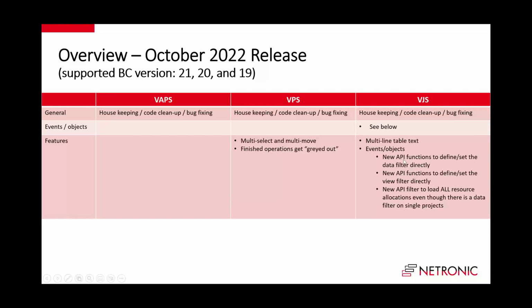And then the interesting thing is we also enhanced the API in a way that you not only can say, I want to load just these jobs into the VJS, but you can say, I want to load these jobs, but nevertheless I want to see all resource allocations in the VJS, so that you have it filtered on the jobs that you're working on, but you see how the resources are utilized overall. So this is, I think, a quite cool new enhancement of the API. I won't show it today.